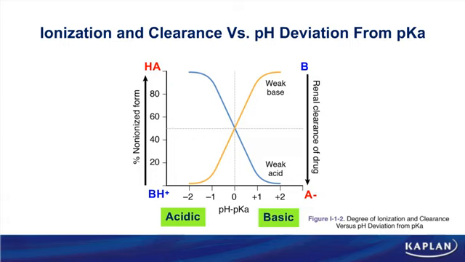So the forms of the drug that are more likely to be cleared are found at the bottom of this graph. And those forms, of course, A- and BH+, those are the ionized forms of the drug. It's the ionized forms that are more likely to be cleared from the body. At the top of the graph, the HA form and the B form are non-ionized. Those are forms that are going to stay in the body.